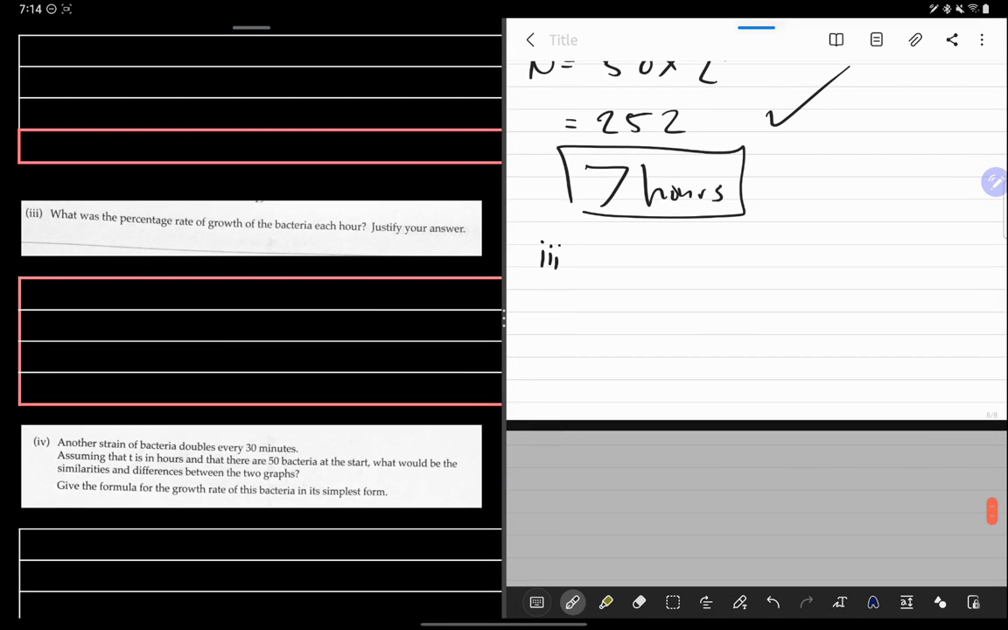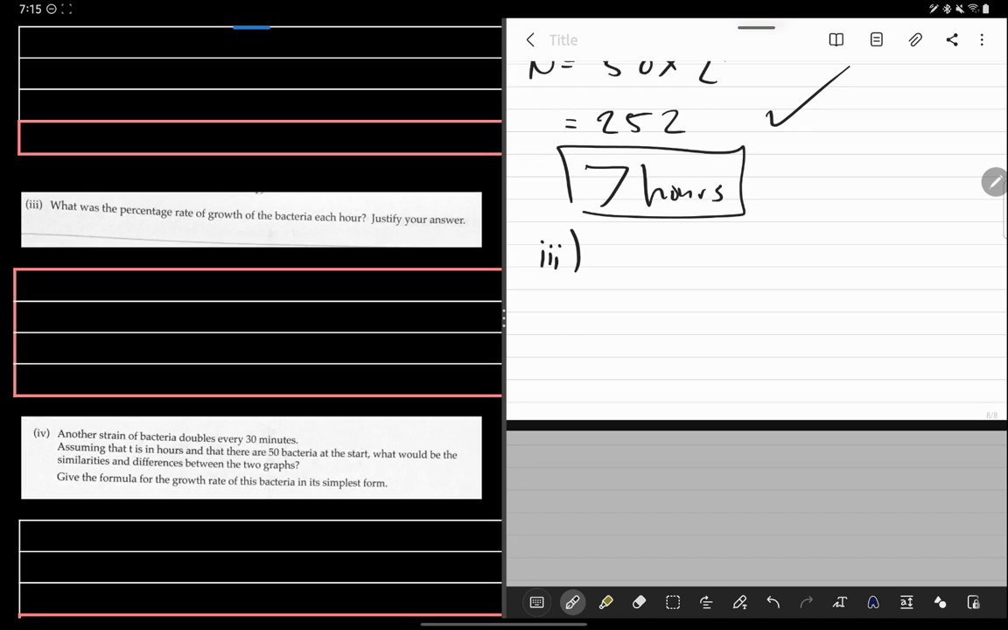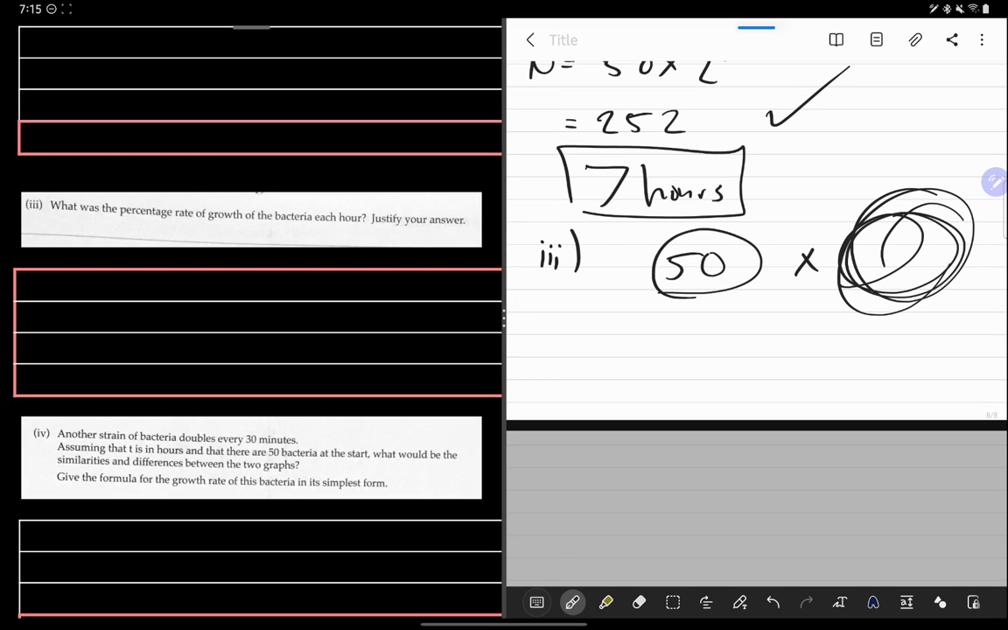3. What was the percentage rate of growth of the bacteria each hour? So this is an interesting question. Now, we said it doubles every 3 hours, right? So when t is 3, the 50 at the front there only refers to the beginning point. We are just growing the number that is 50, and we're timing it by some proportion. It is growing by a certain amount. And this part here is just defined in this equation as doubling every 3 hours. That's how we've made it.